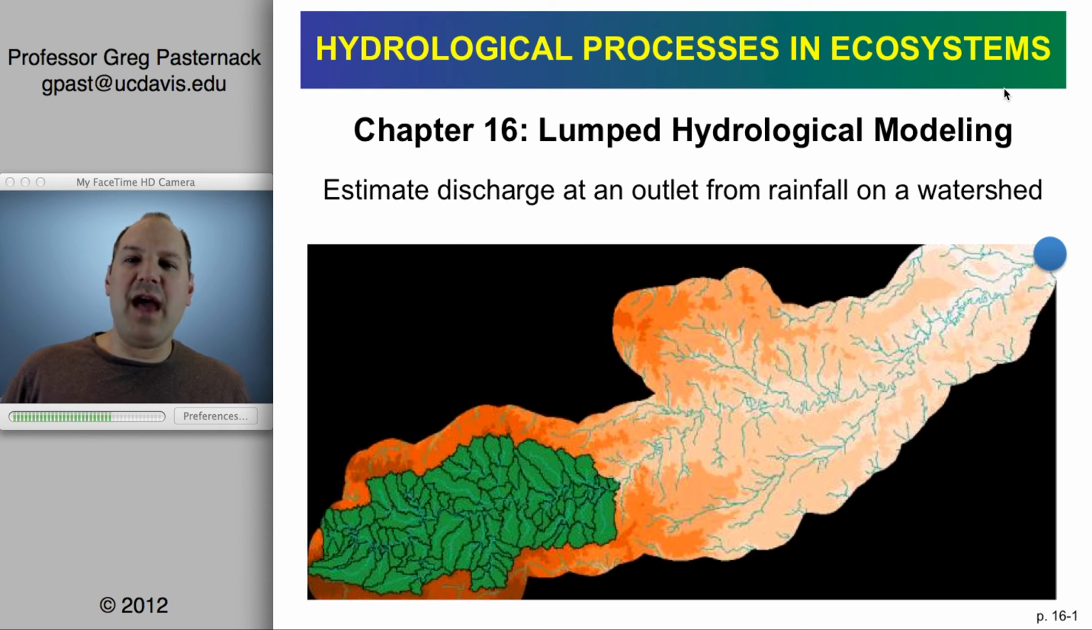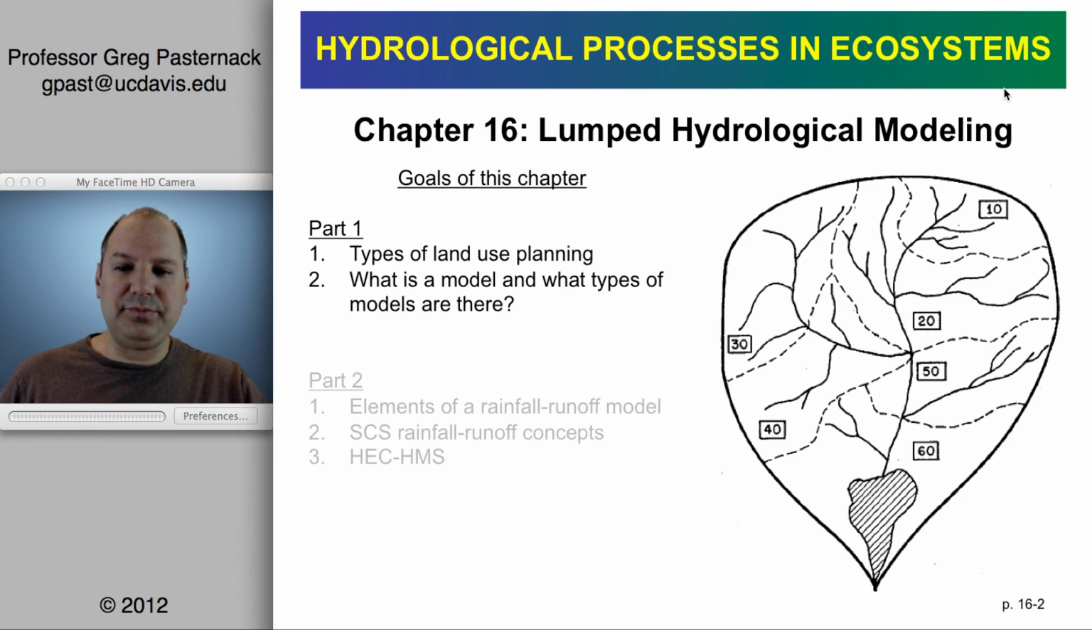But before we do that, I would like to present a little bit of an overview to frame the next set of lectures in this unit, just to give you a sense of how this fits into the larger path that you're on in your career. Part one is going to talk about land use planning and what a model is, and essentially how you would use that in your career. Then part two will be a separate podcast that will go into the nuts and bolts of this first type of hydrological modeling.